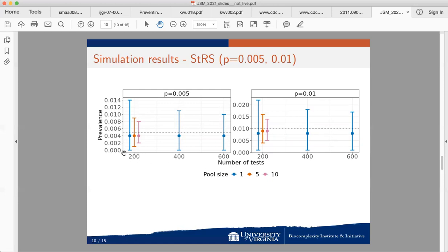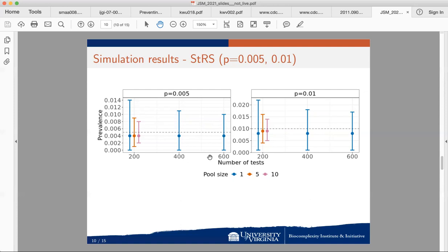And we can see that even at the lowest number of tests, 200, when we have no pooling, which is given by the blue results, we can see that we're still doing pretty well on bias. We're relatively unbiased. And here the posterior intervals are pretty wide, but again, that's to be expected given the level of uncertainty in this estimation problem and how low the prevalences are.